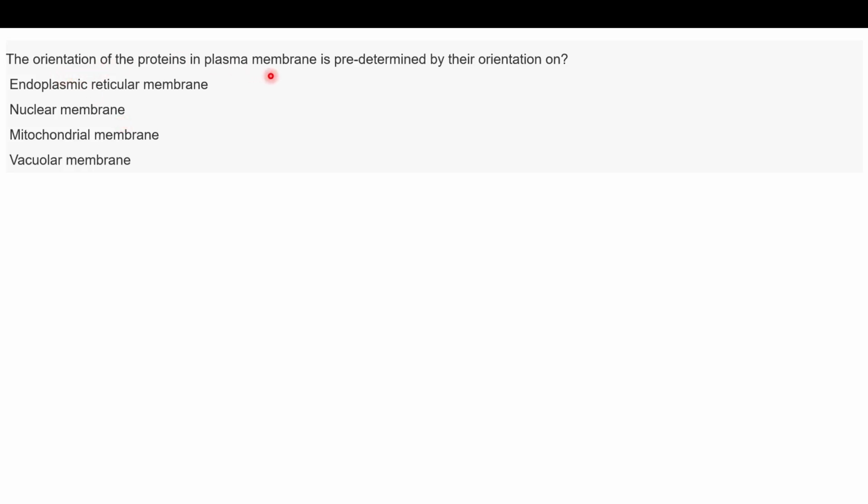The orientation of proteins in the plasma membrane is predetermined by their orientation on the endoplasmic reticular membrane, because if you look at all the other options here, the ER membrane is the part where proteins are getting synthesized, right? ER is where they are synthesized, modified, packaged and modified.